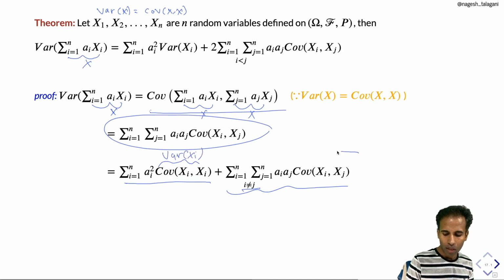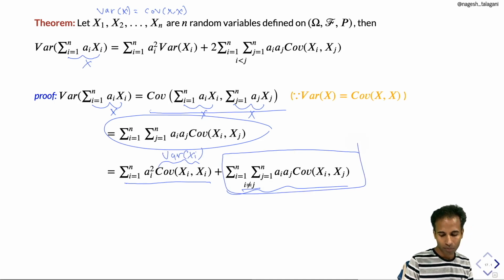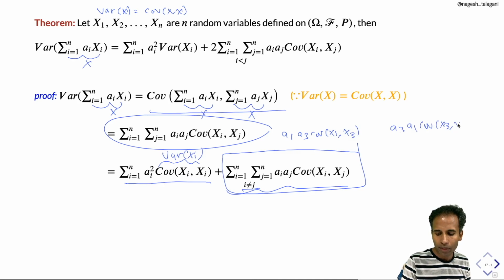Fine. In this double summation, the ij-th term will be the same as the ji-th term. For example, the term corresponding to i equal to 1, j equal to 3 will be this one, right? A1 A3 covariance of x1 comma x3. The term corresponding to i equal to 3, j equal to 1 will be what? A3 A1 covariance of x3 comma x1. But these two are the same. Likewise, every term will be repeated twice.